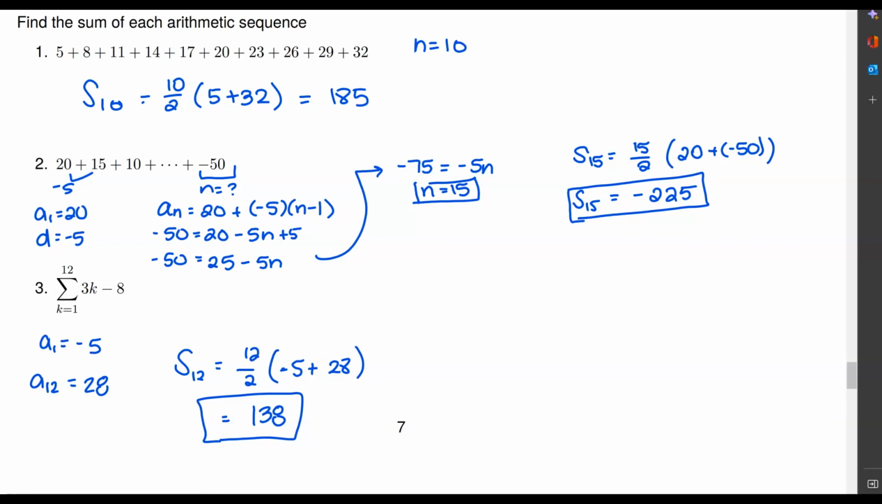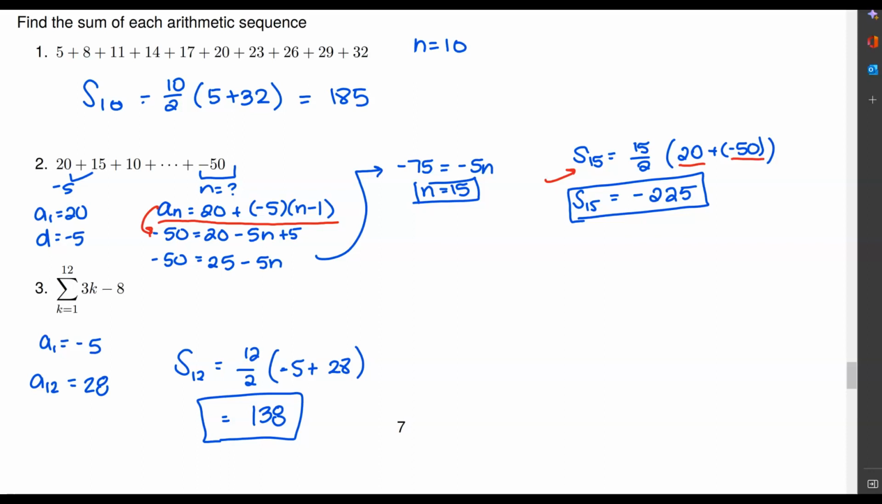The second one was a little bit trickier because we didn't know how many terms we had, so we needed to figure that out. We did know that our initial value, our first term, was 20. The difference is -5, so we go ahead and write out our general form for our nth term. And then I substituted our a of n with -50, and I tried to figure out what that n was. In solving for that, I got n of 15. So that means I'm summing up the first 15 values. I plug in my first term, my last term, and I got the sum was -225.